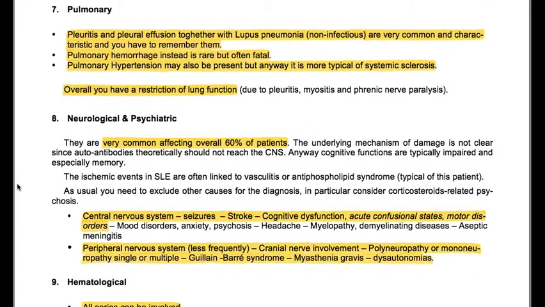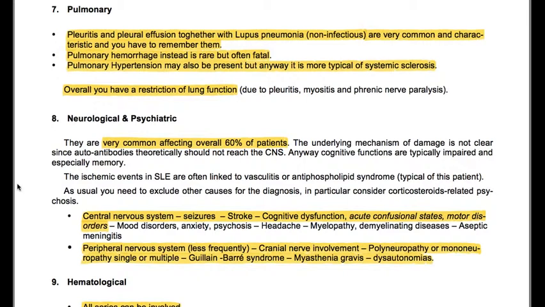Pulmonary manifestations, then, can be pleuritis and pleural effusion together with lupus pneumonia. Non-infectious forms are very common and characteristic, and you have to remember them. Pulmonary hemorrhage instead is rare but often fatal. Pulmonary hypertension may also be present, but anyway it's more typical of systemic sclerosis. Overall, you have a restriction of lung function due to pleuritis, myositis, and phrenic nerve paralysis.